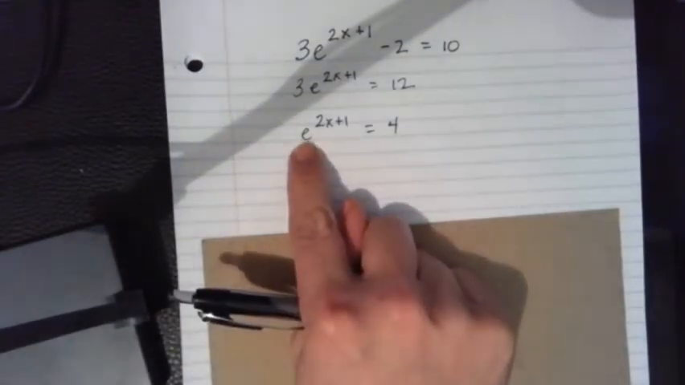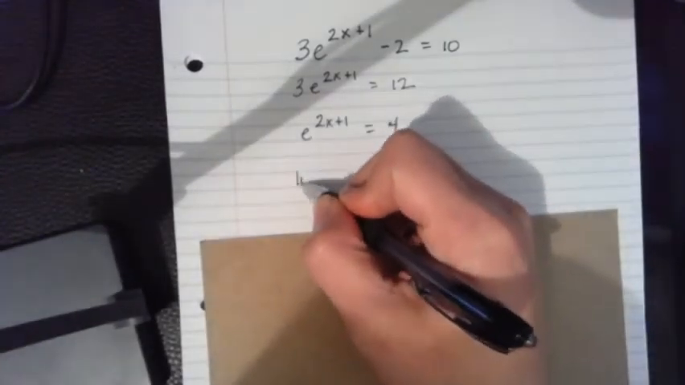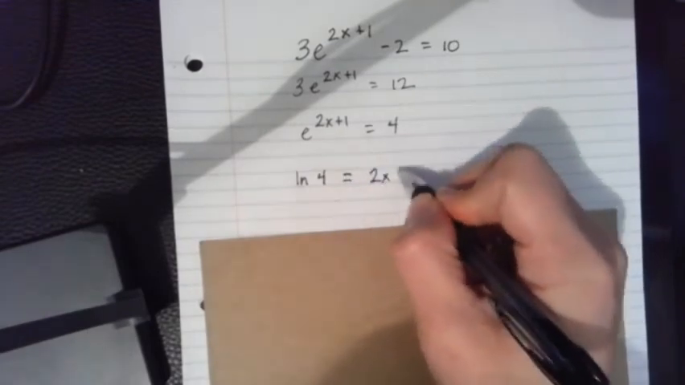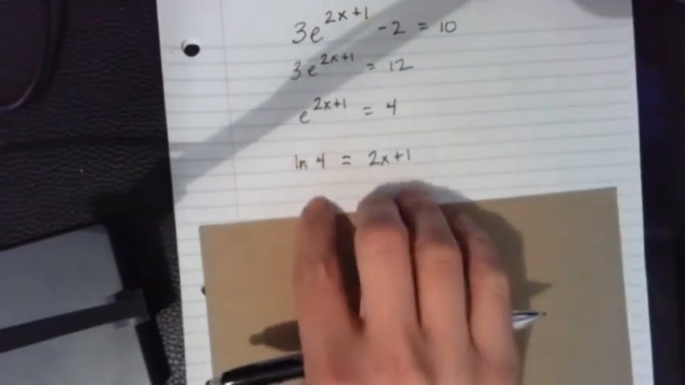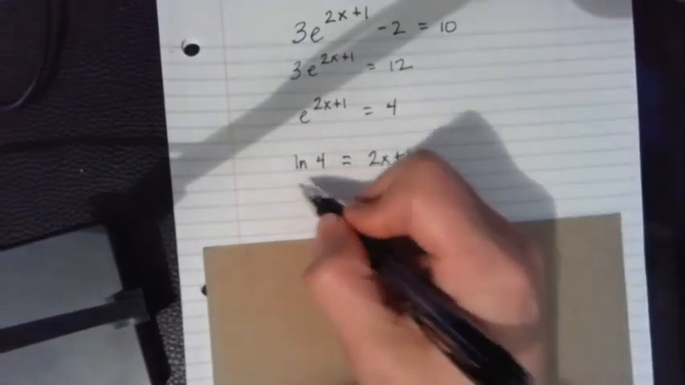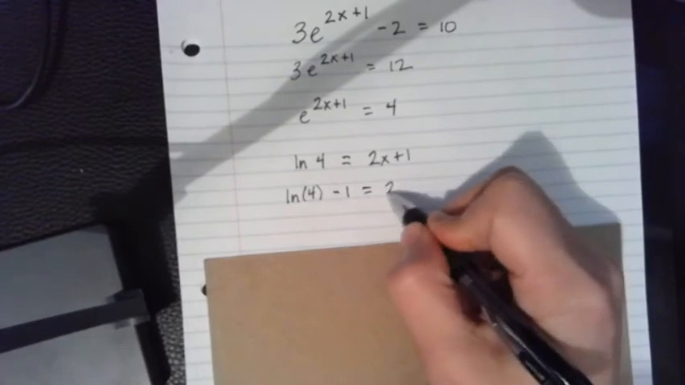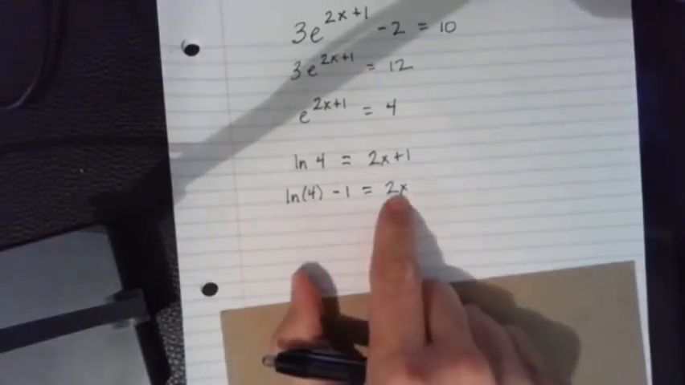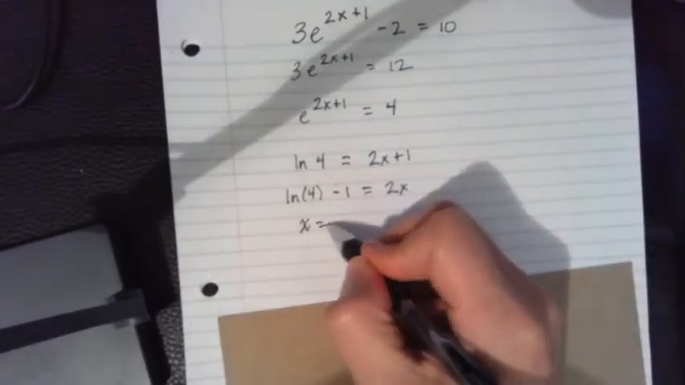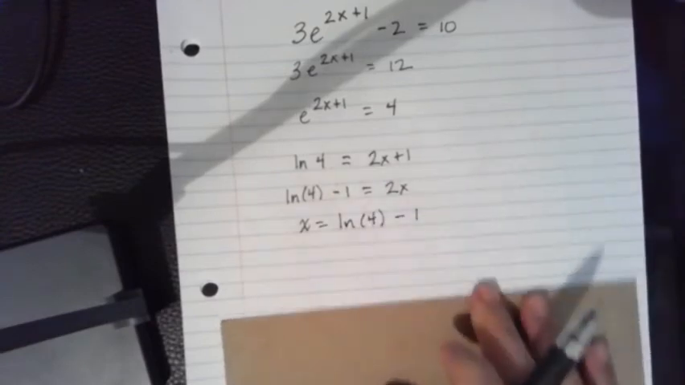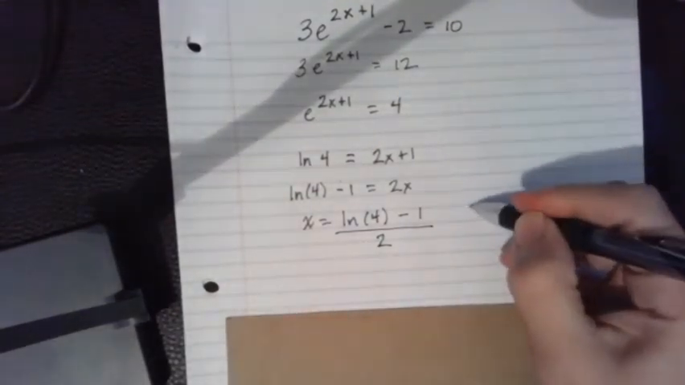Okay, I have e here, so I want to use the natural log. So the natural log, remember what it's equal to is my argument. So the natural log of 4 is equal to 2x plus 1. And remember, the natural log of 4 is a number all by itself. So I'm going to treat it like a number all by itself. To solve for x, I want to subtract 1 from both sides. So I have the natural log of 4 minus 1, and that is equal to 2x. And then to get rid of this 2, I divide both sides by 2. So I have x equals the natural log of 4 minus 1, all divided by 2. Okay, I have solved for x. This is my exact solution.